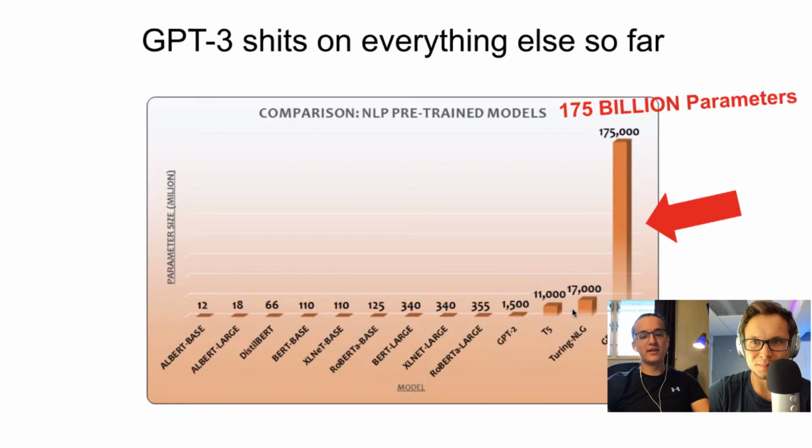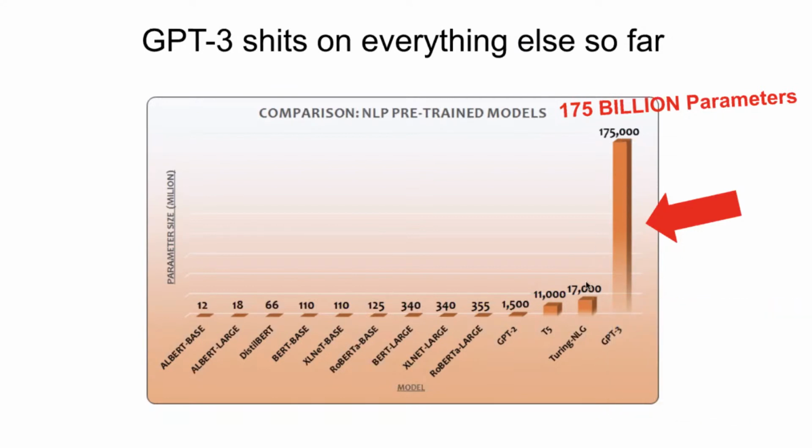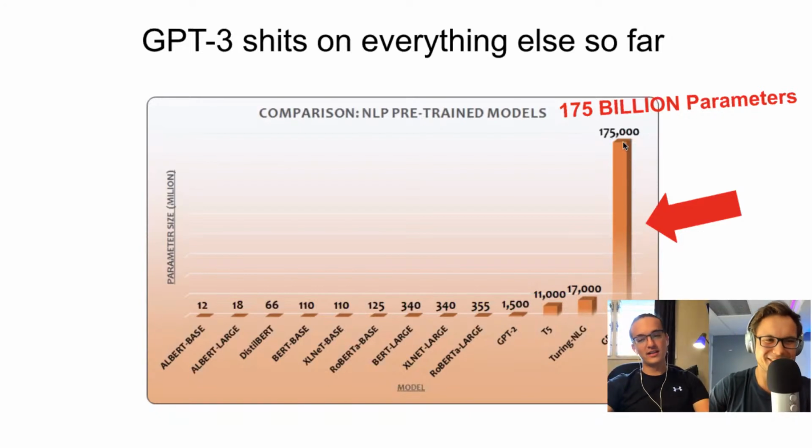And then OpenAI and Elon Musk were like, screw you guys, we're creating GPT-3. Literally an order of magnitude, from 17 billion to 175 billion. This is 10 times bigger. It just shot up and just shat on everything. So this, as you can see, is the perfect example of exponential growth. So in other words, yeah, we're screwed.